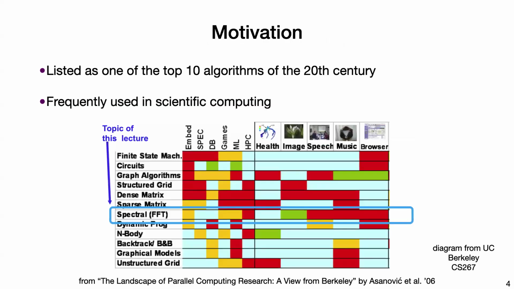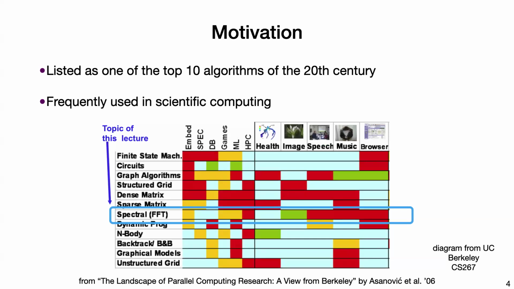Many of you may have heard of fast Fourier transforms, even if you don't know the technical details. It's one of the most famous algorithms. There was a column a few years ago about the top 10 algorithms of the 20th century, and FFTs were listed on there. They're also frequently used in scientific computing.